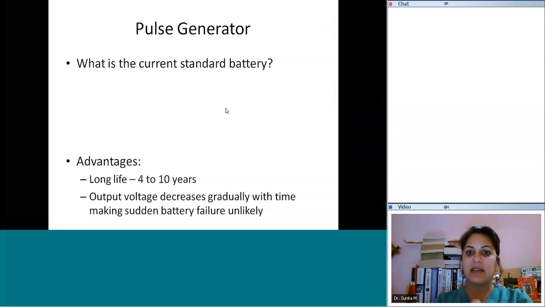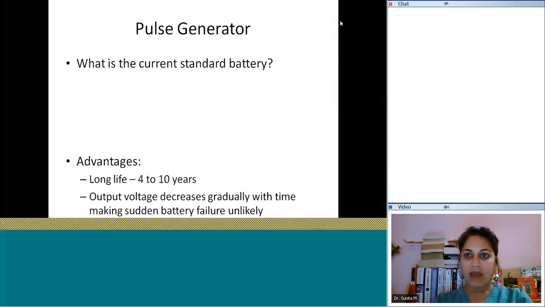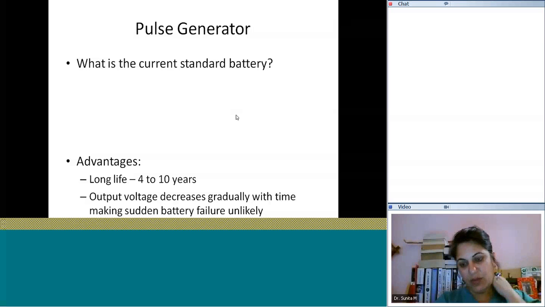Okay. Now, in a pulse generator, you've got a battery, right? So what is the current standard battery? What is that battery made of? And the current standard battery, anyone, what is it made of? Which type of batteries do we use right now in the pulse generator?